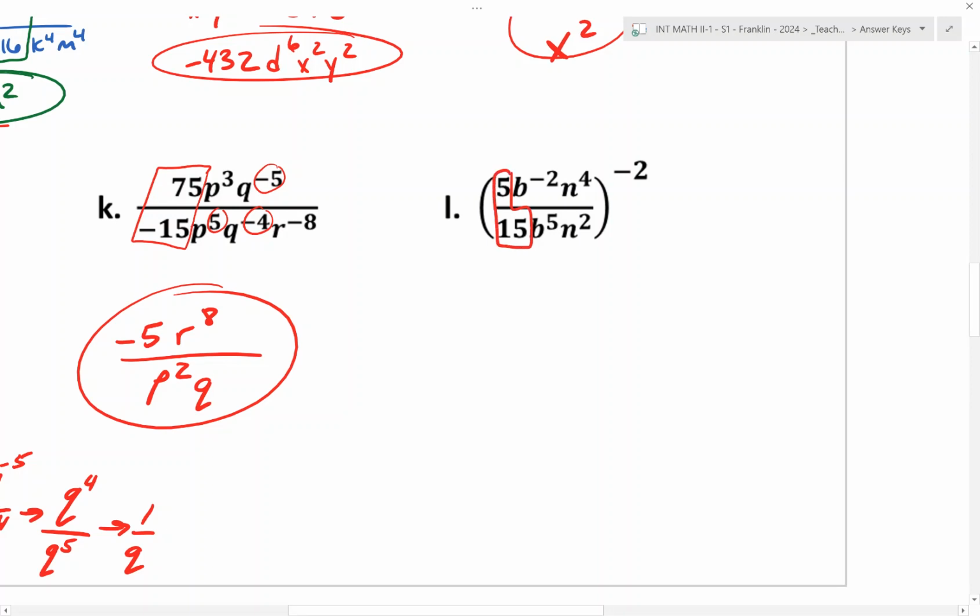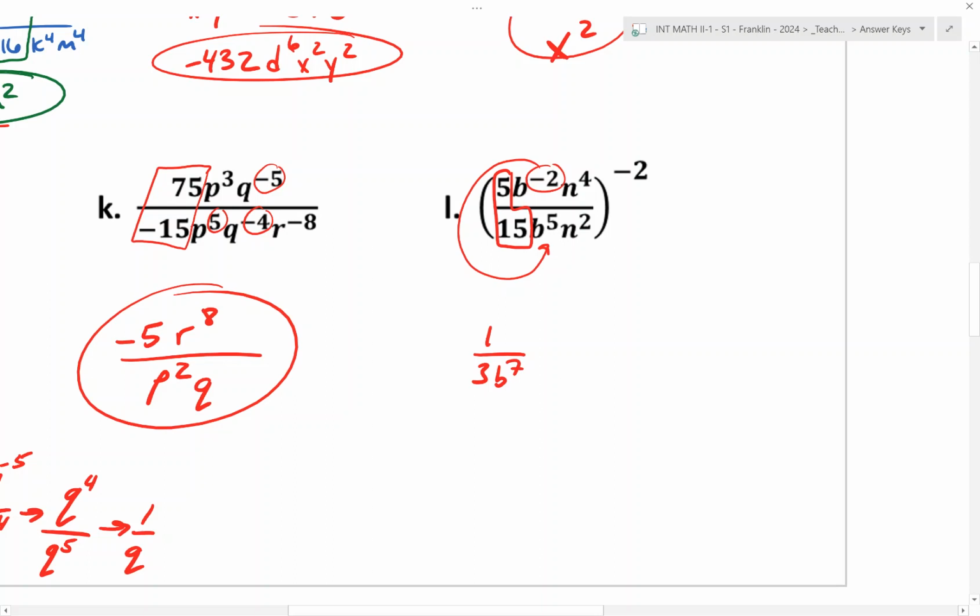5 over 15, that's 1/3. 15 divided by 5 is 3, but since the bigger one's on the bottom, that's where the 3 needs to go. And I'm leaving a 1 just because you shouldn't leave the top of a fraction empty, and I can always erase that 1 if there's something else that we put up there. All right, so for B, we have -2 minus 5. Or you can think these, since this is a negative, they're going to go down here and join the 5 on the bottom. Either way, we get -7 or b to the 7th down here.